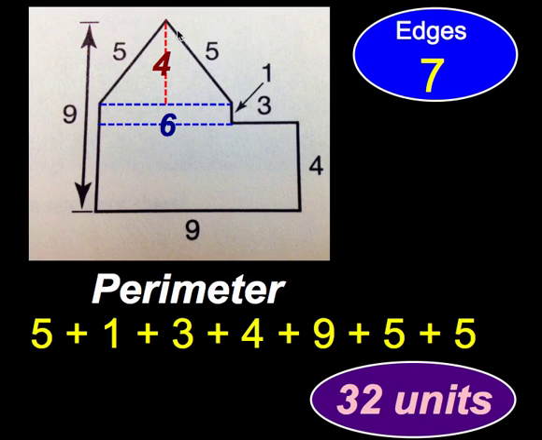So then I go through. Here to here is 5. Add 1 to that makes 6. 3 more is 9. Add 4 to that, comes out to be 13. Add 9 to that is 22. From here to here is 5, that's 27. And last but not least, add this measurement, which comes out to be 32. And 32 is the perimeter of my shape. Now, the other thing we're going to calculate is its area.